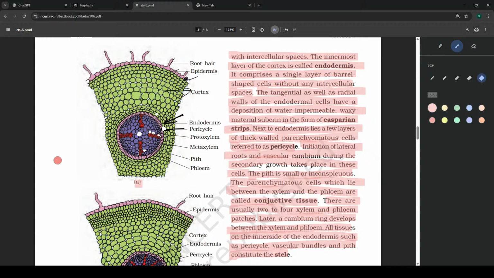Next, in the case of the dicotyledonous root, there are 2 to 4 xylem and phloem patches, and all tissues on the inner side of the endodermis: if the endodermis is a wall, everything inside that wall is called the stellar region. That constitutes the vascular region, pericycle, and pith, all of which make up the stellar region inside the endodermis.